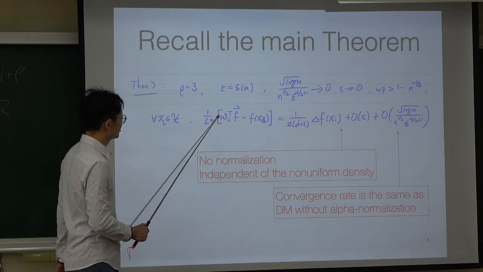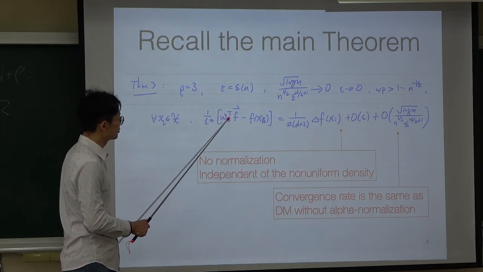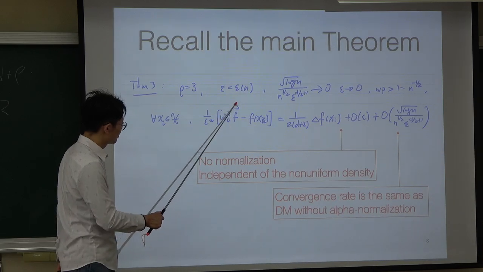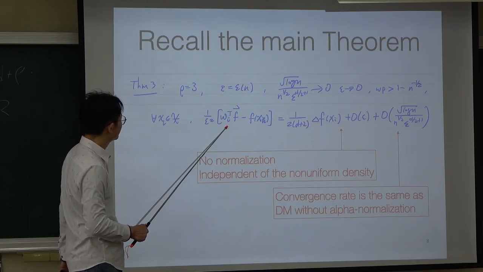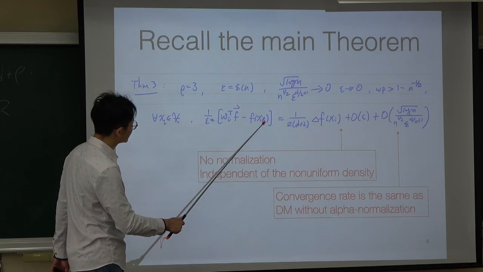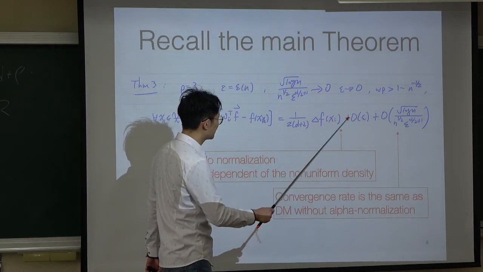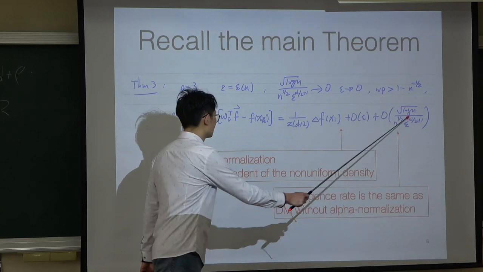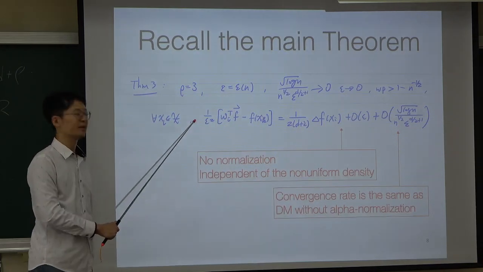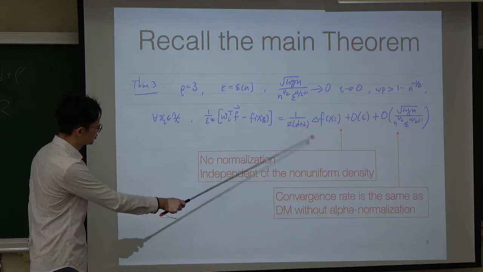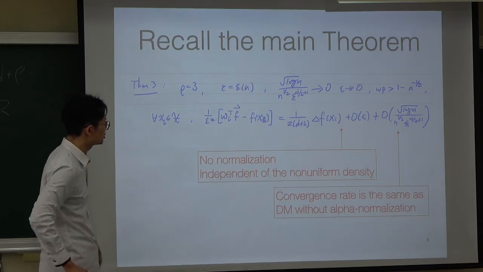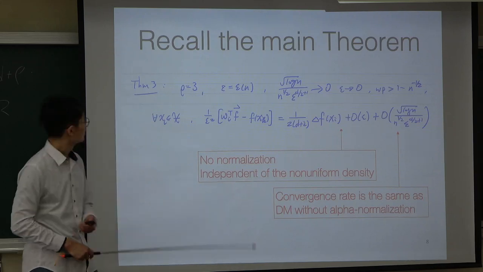Remember this omega i is a barycentric coordinate, and this product gives you f of xi, and the Laplace-Beltrami operator at xi, plus some error terms. This is what we saw last time, and you can see some good properties, for example non-normalization, convergence rate, and so on. This is just a recall.